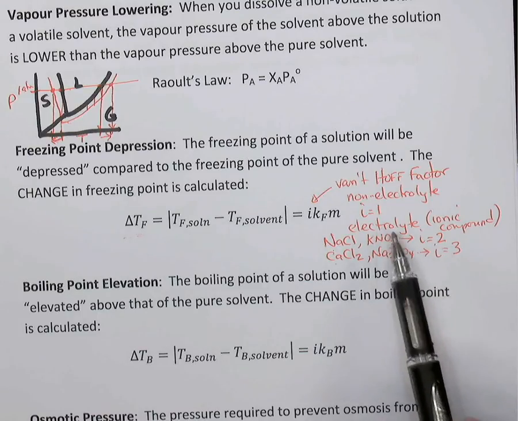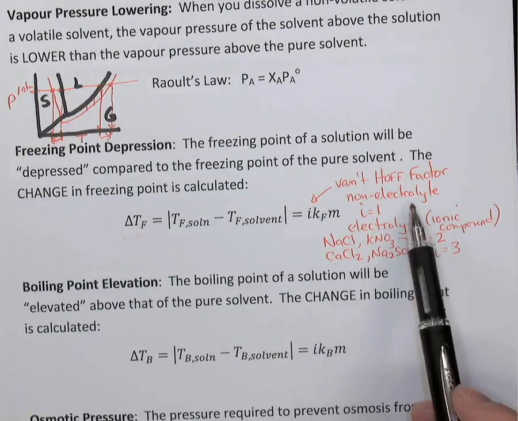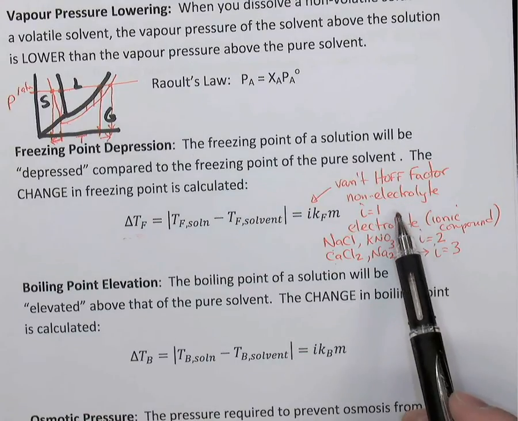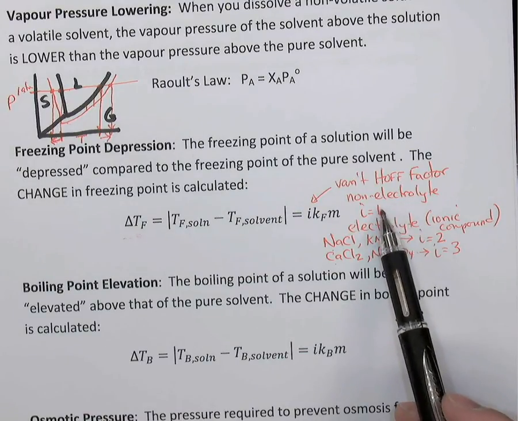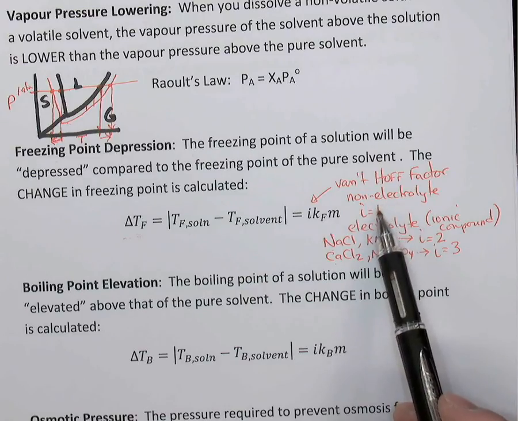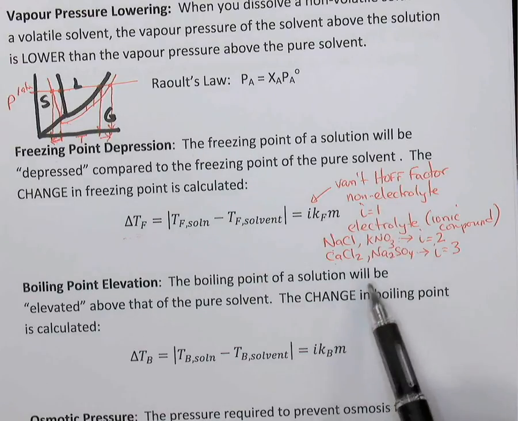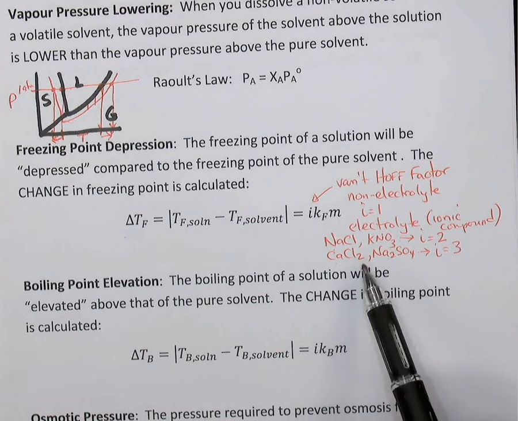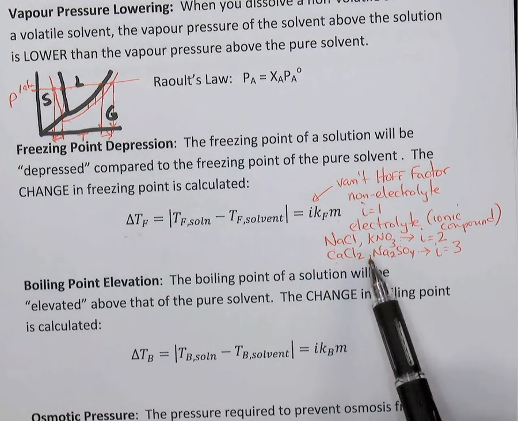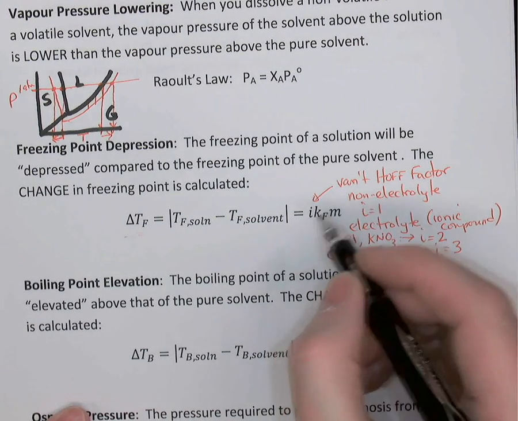So when you're dealing again with a non-electrolyte, a compound that is molecular, one that's got only nonmetals in its formula, i will be 1 because they do not ionize, they do not break into ions. If you're dealing with salts, you have to look at the number of ions in the formula to determine the value of the Van 't Hoff factor.